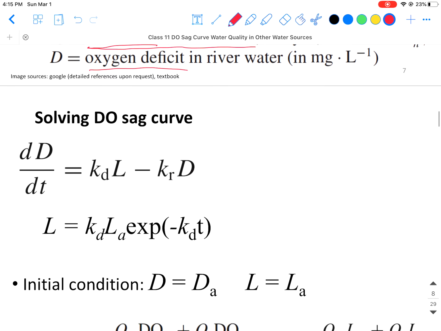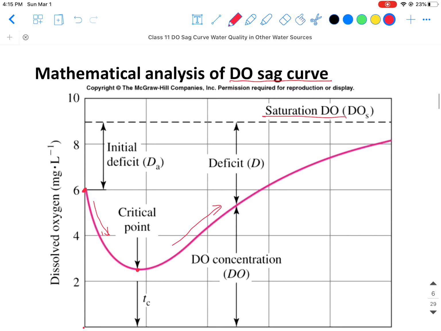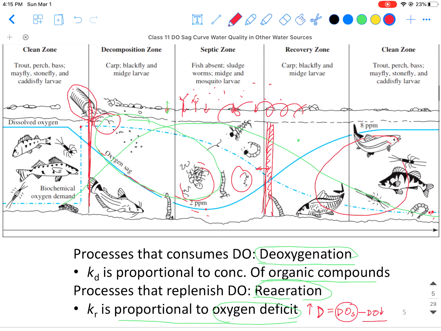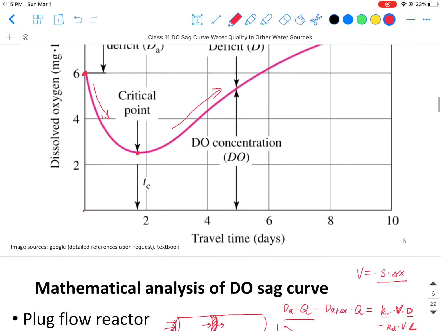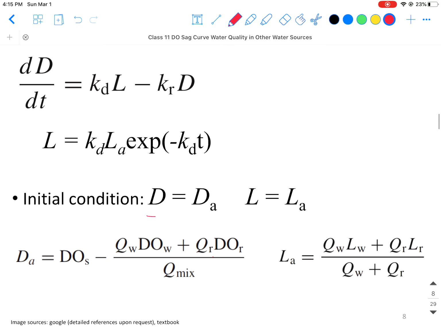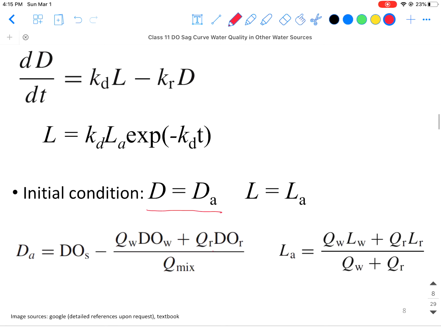How do we solve that? To solve a differential equation, once we have this equation, we need to know the initial condition, right? And specifically for this initial condition here, it is because of the mixing of the river water upstream of this pipe, and also the wastewater that's coming from this pipe here. So what we can do is define a D_A here. Basically at the initial time, the oxygen deficit is equal to D_A, while at the initial time, the concentration of the organics is equal to L_A, okay?